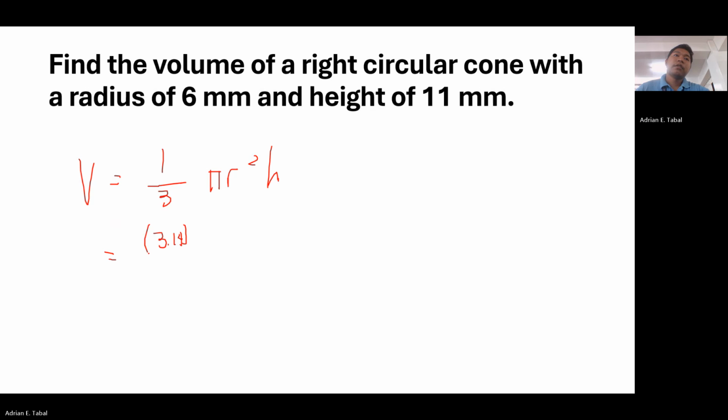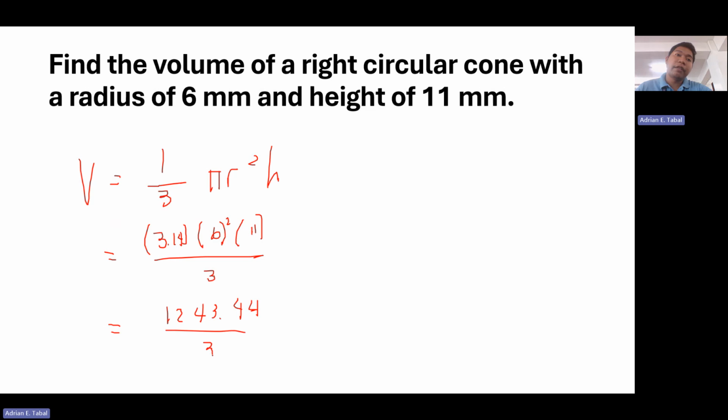3.14 times the radius, which is 6 squared, times the height of 11, divided by 3. So 3.14 times 6 squared, which is 36, times 11, that's 1,243.44, divided by 3, which is equivalent to 414.48. The unit is cubic millimeter.